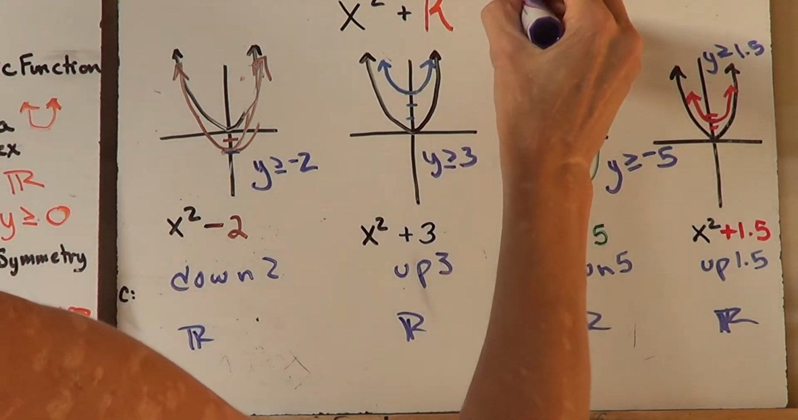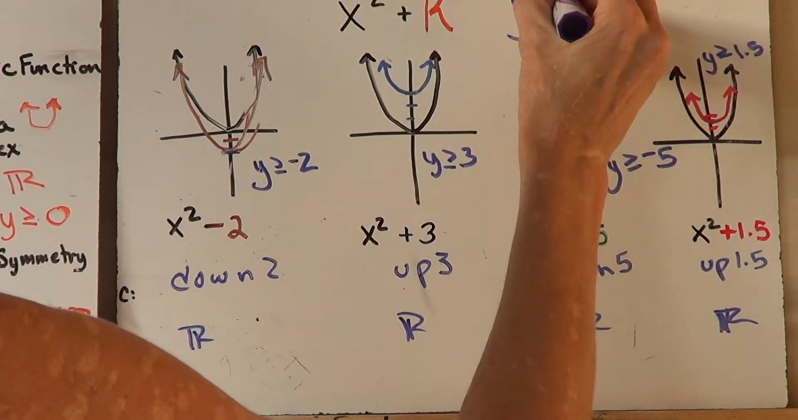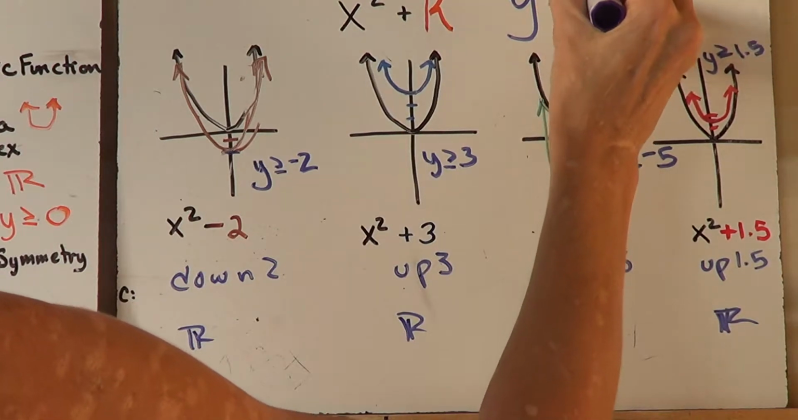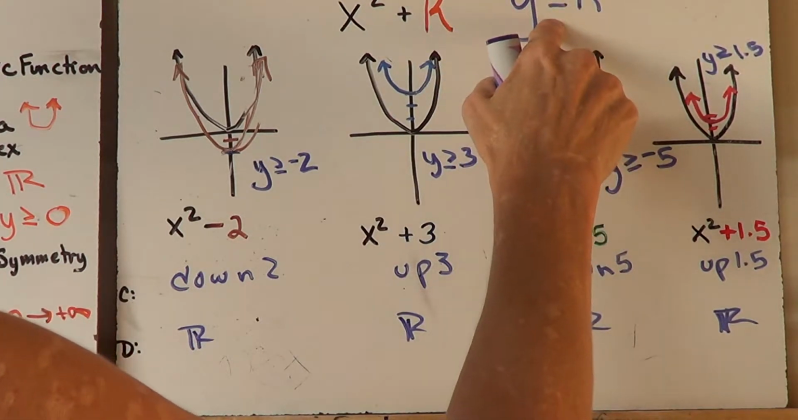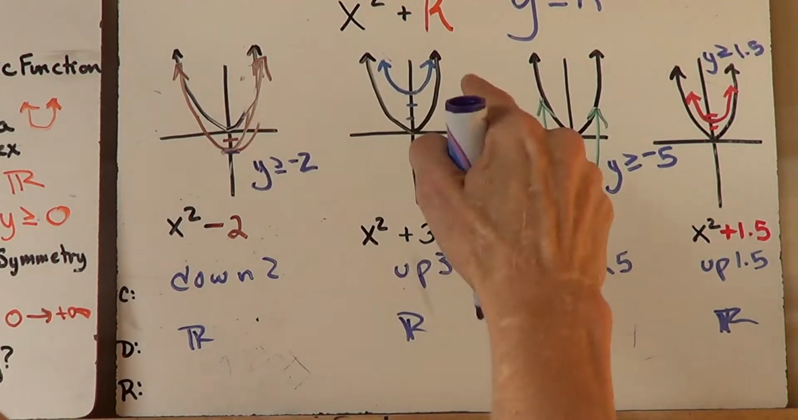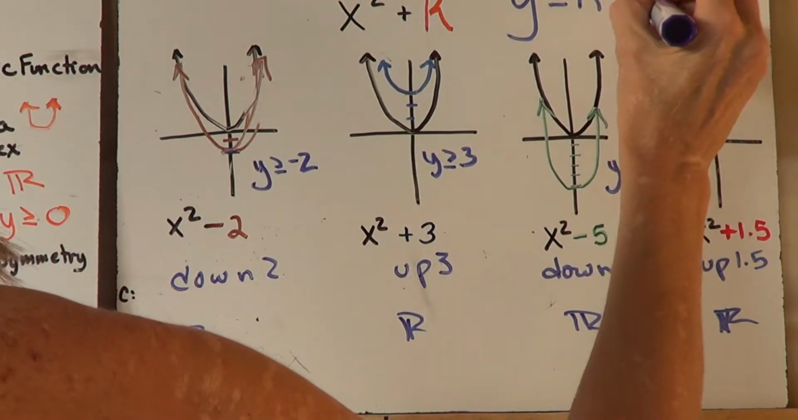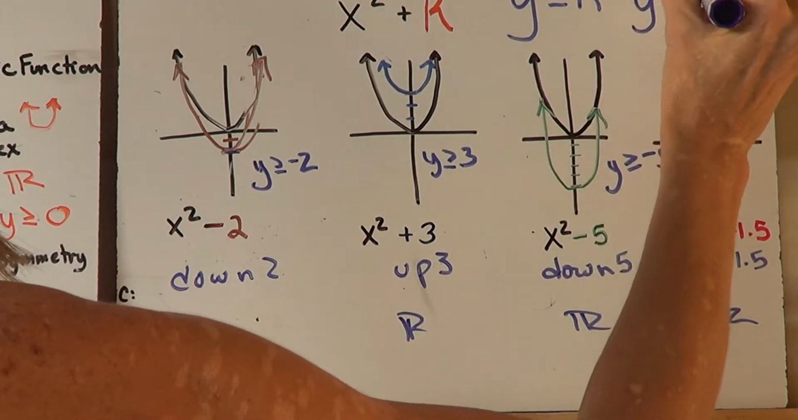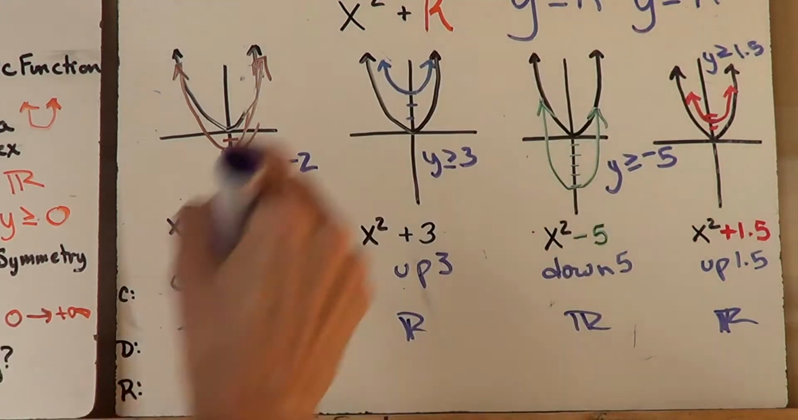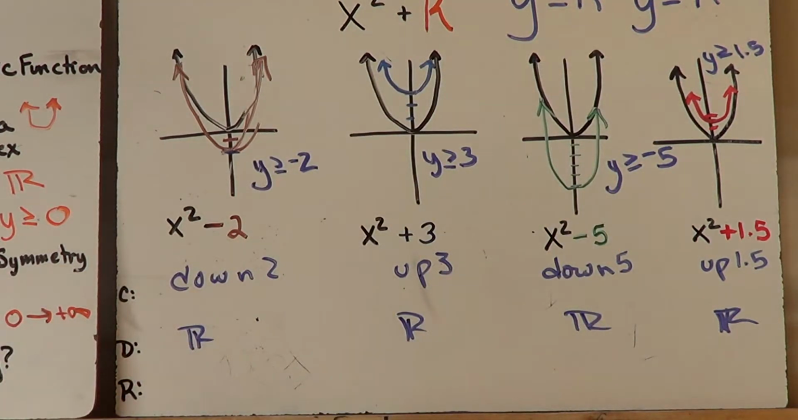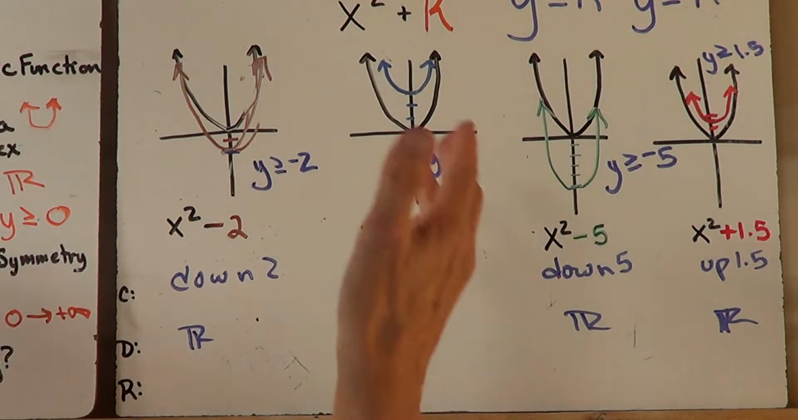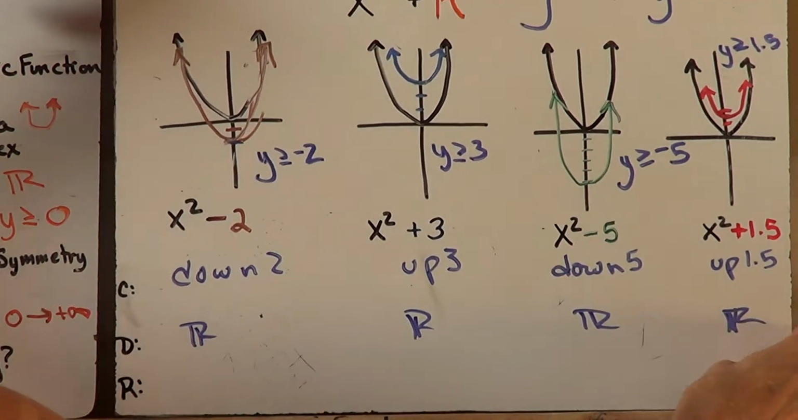So your k value is definitely associated with your y. Now it's not always greater than, and if you've done these before, you could probably tell me when it's going to be less than. But your range is always connected with the k value. So you can tell your range without ever having to graph it.